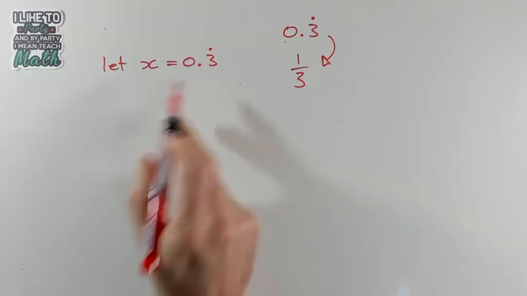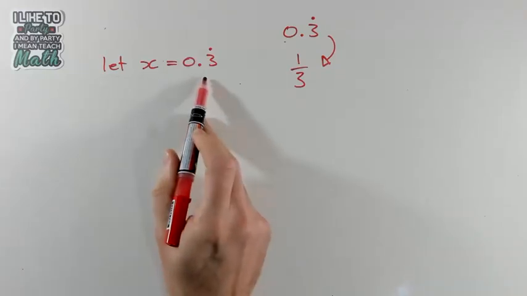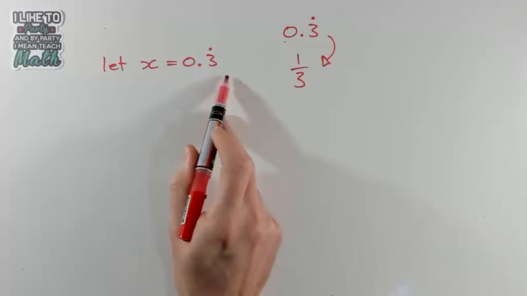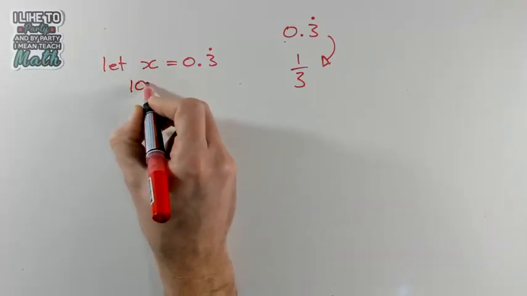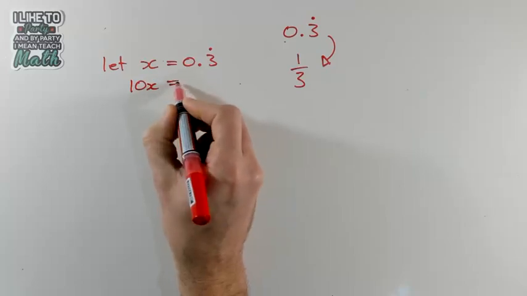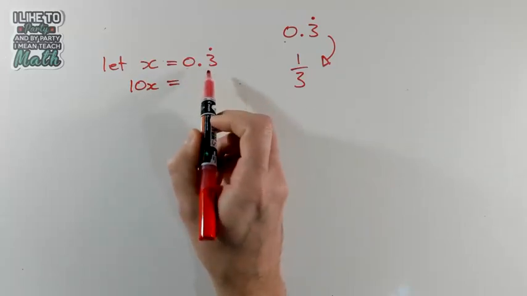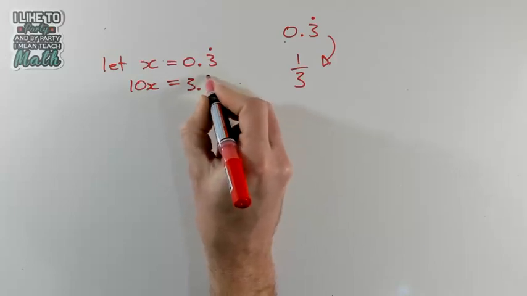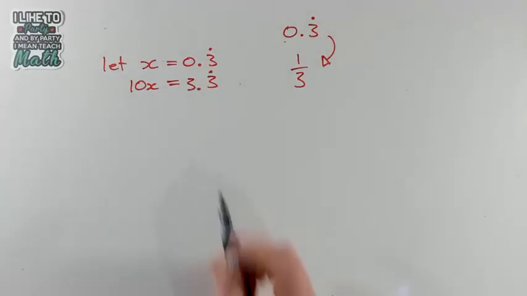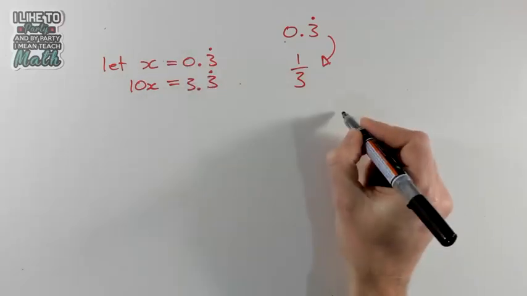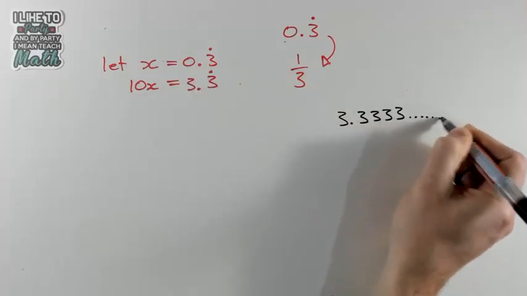So x is equal to 0.3 recurring, and then I'm going to multiply both sides by 10. So if x is 0.3 recurring, then if I multiply x by 10, I get 10x, and you might be like, why on earth am I doing this? It'll become clear in a moment. 0.3 recurring times 10 is going to be 3.3 recurring. Now, if I were to write this 3.3 recurring, 3.3333, and so on.